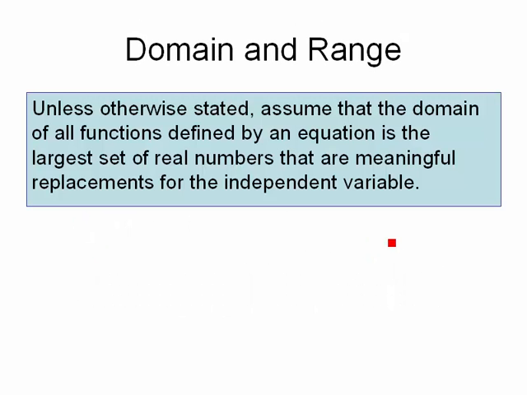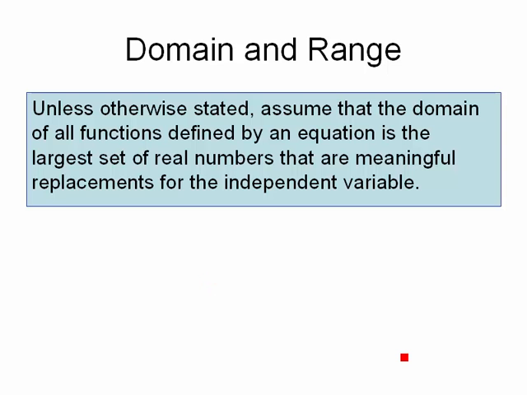So unless otherwise stated, we're going to assume that the domain of all functions defined by an equation is the largest set of real numbers that are meaningful replacements for the independent variable or the input. Now, when we start talking about problems involving profit, revenue, and cost, we may modify that because in some of those applications, negative dollars don't make any sense. And so we may throw those things out. Or negative values for production don't make any sense.